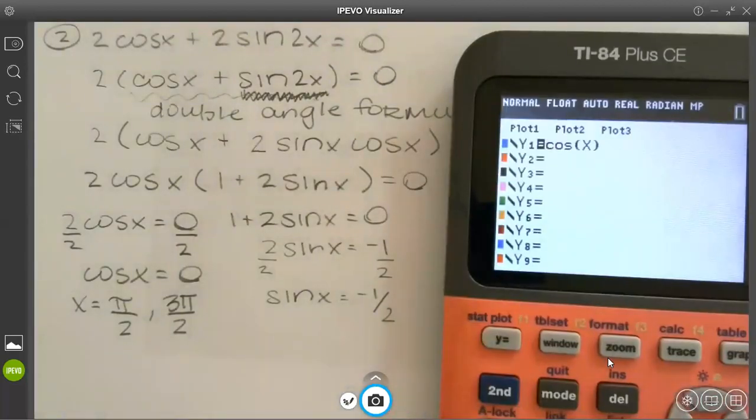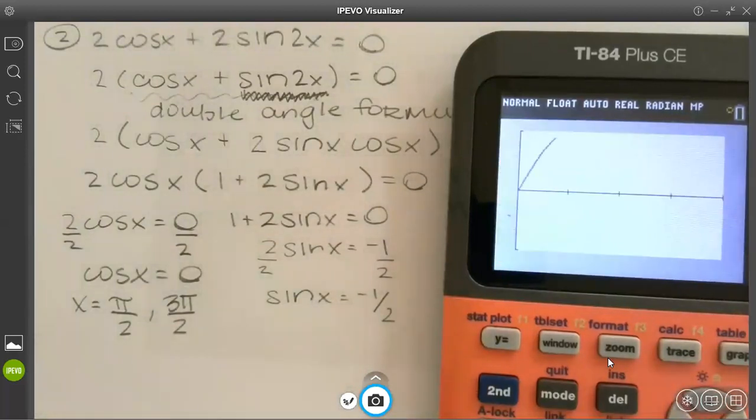So here's what I did for this one. I put it in my calculator, sine x, and then in y2, I put in -1/2. Now you could have done 1 plus 2 sine x. It would have been fine. And then we're looking for where it crosses. Okay. But this one I didn't. I'm still at pi over 2. And you see how it crosses not quite in the middle. Does everybody see that intersection's not quite in the middle?